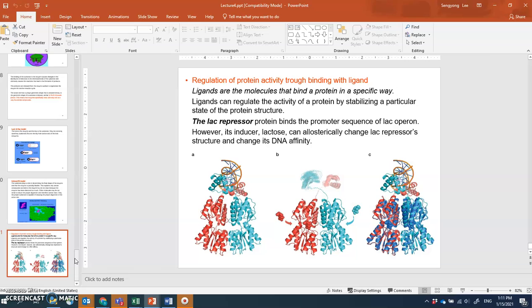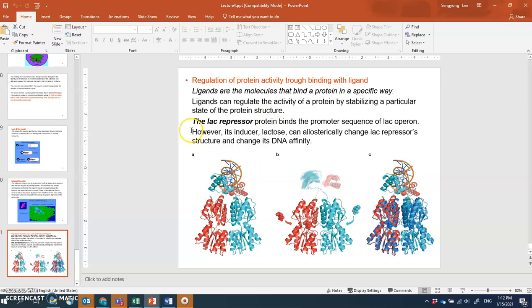And then the regulation of protein activity through binding with a ligand. A ligand again is a molecule that binds with a protein, and the ligand and protein have a structural fitness, just like enzyme and substrate. So ligands are molecules that bind a protein in a specific way, and ligands are normally small molecules. Ligands can regulate the activity of a protein by stabilizing a particular state of protein structure.